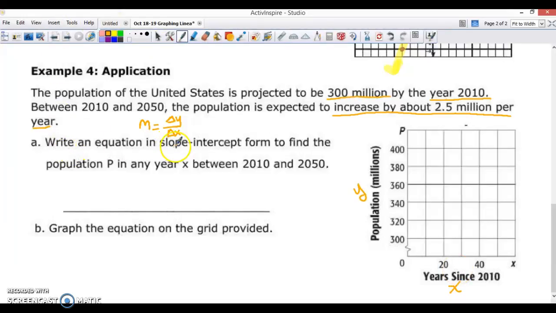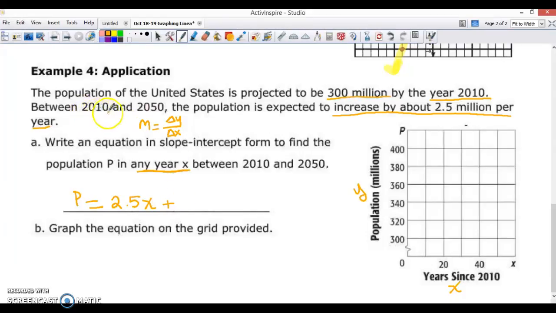So it says write an equation in slope-intercept form to find the population P in any year X between 2010 and 2050. So here it is again. It told me what X is. X is the year. Okay? So now I know that P is going to equal my slope, which has to be this 2.5 million per year. So that'll be 2.5 times x plus, now I have to figure out where it started from.